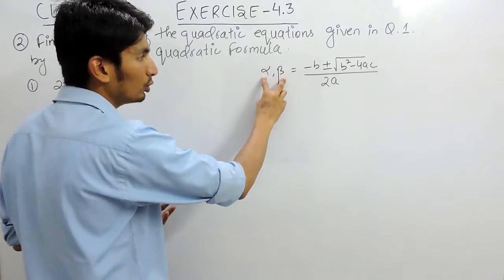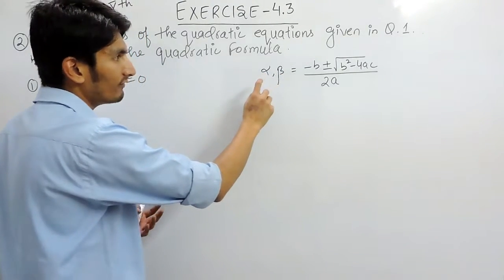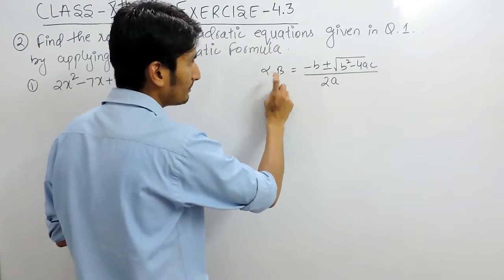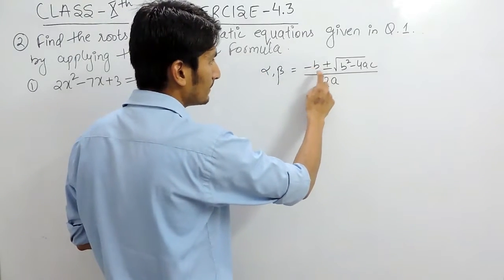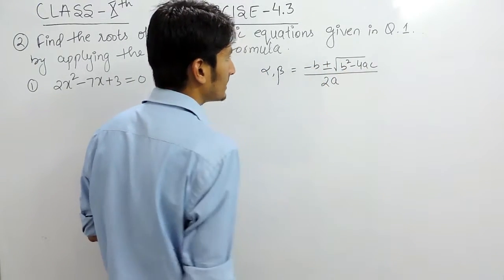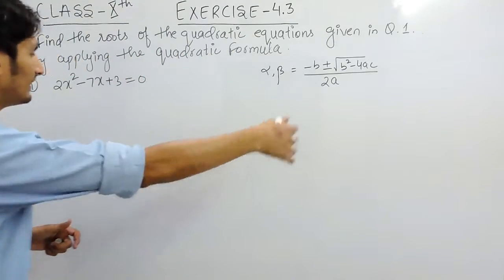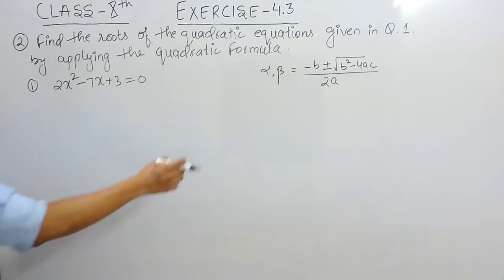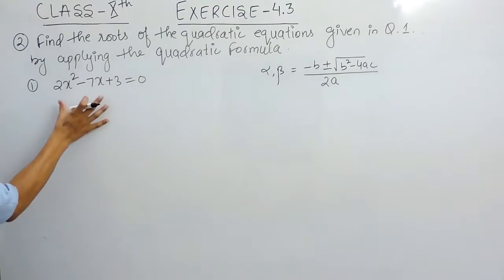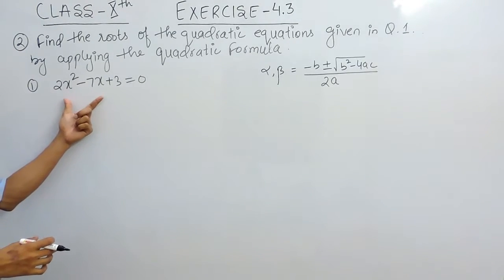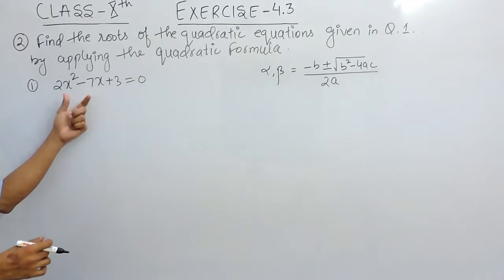if alpha and beta are the roots, meaning the values of x, then the values of alpha and beta must be minus b plus minus under root b square minus 4ac upon 2a. We'll later discuss what that means. First of all, we have this equation and we have to find the roots of this equation.